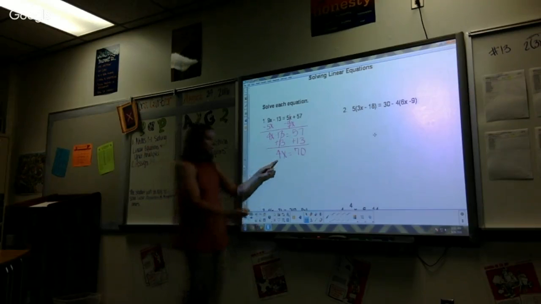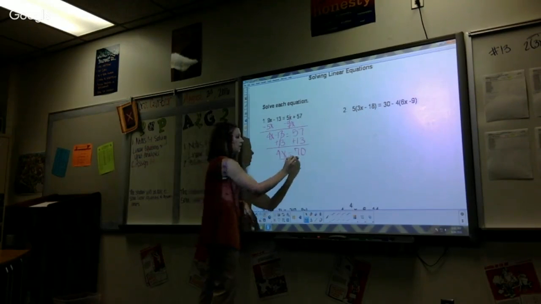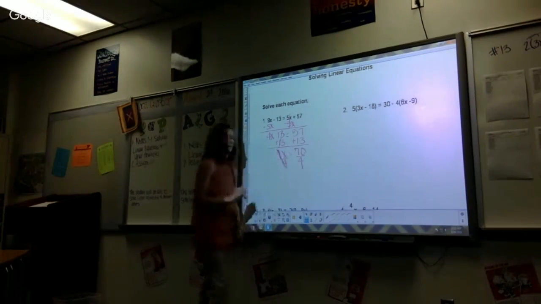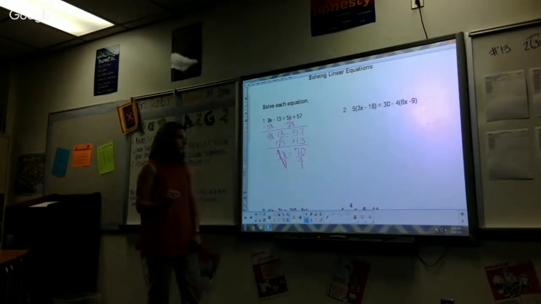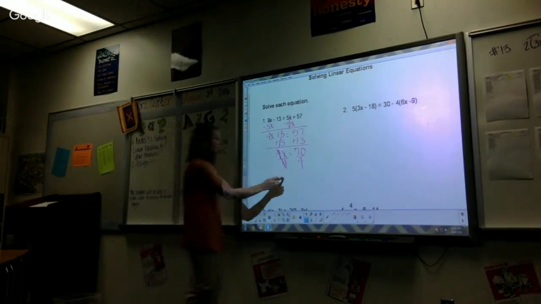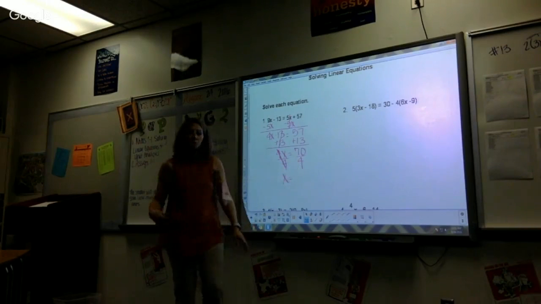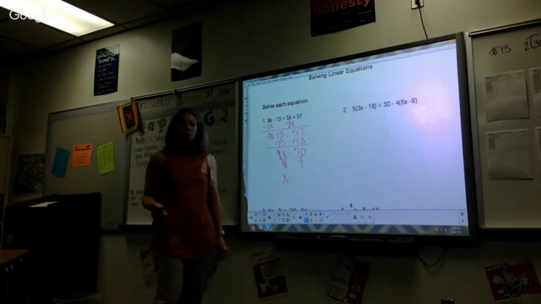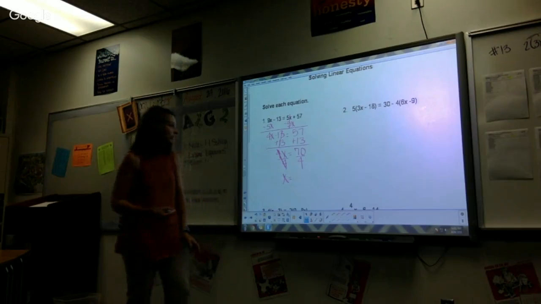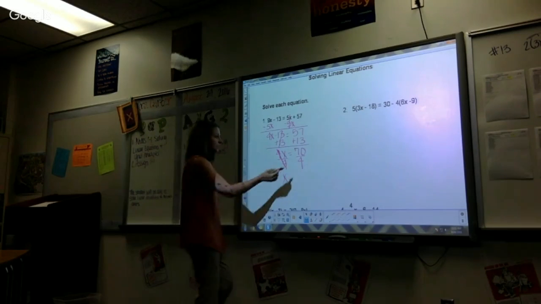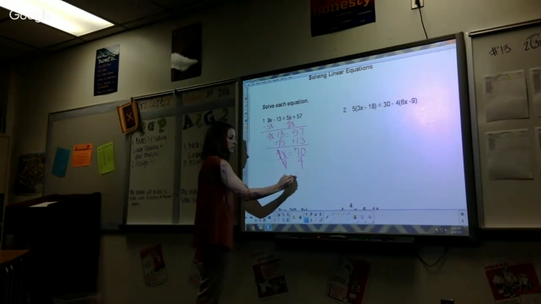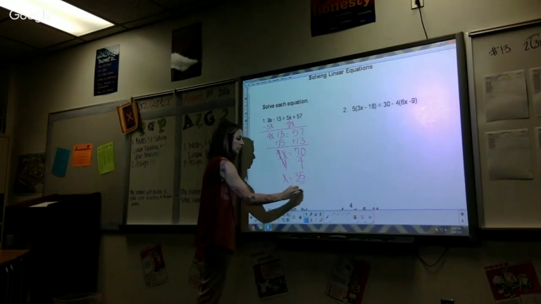And then the last step, we're going to get rid of the 4 by dividing it on both sides. Whatever you do to one side of the equation, you need to do the same to the other. Okay, so we're left with x equals, and then we have a fraction. Notice 70 divided by 4 is not going to give us a whole number. I want you to keep your answers in fraction form, so reduce it. So 2 will go into both. So that would be 35 over 2.